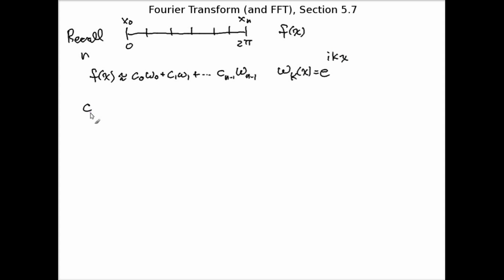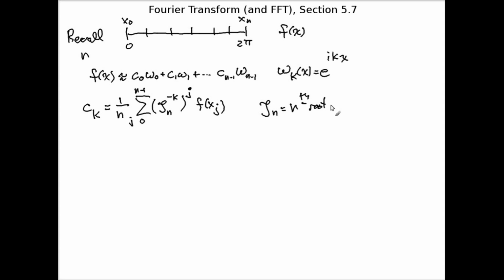And the formula that we derived for the coefficients was that ck is equal to 1 over n times the summation from 0 to n minus 1. This is a summation over j of zeta n to the minus k to the j times f of xj, where zeta n is this nth root of unity, which is to say e to the 2 pi i over n.